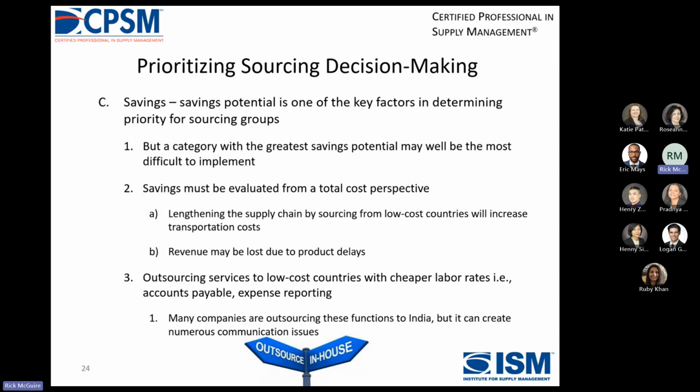But just because you get a big savings doesn't mean it's easy to implement. And savings must be evaluated from a total cost perspective. So if you're lengthening the supply chain by going to Asia, you're going to increase transportation costs. That's got to be accounted for. And outsourcing services, this is indirect purchasing to low-cost country at cheaper labor rates. So people are outsourcing things like accounts payable, expense reporting. They're going to India, but it can create numerous communication issues. India is not so bad, but Vietnam, China, they can be pretty tough.